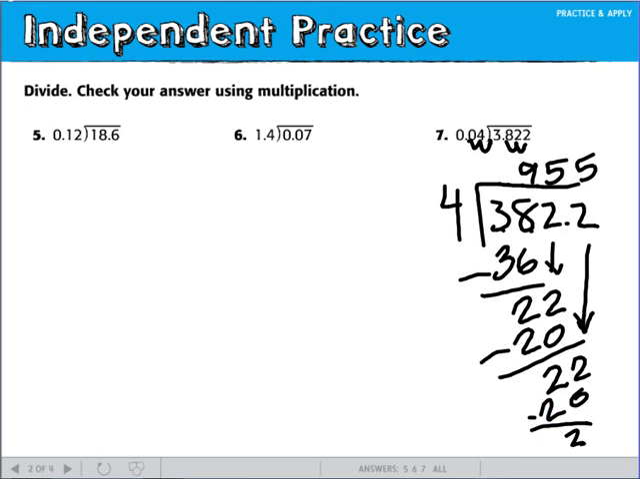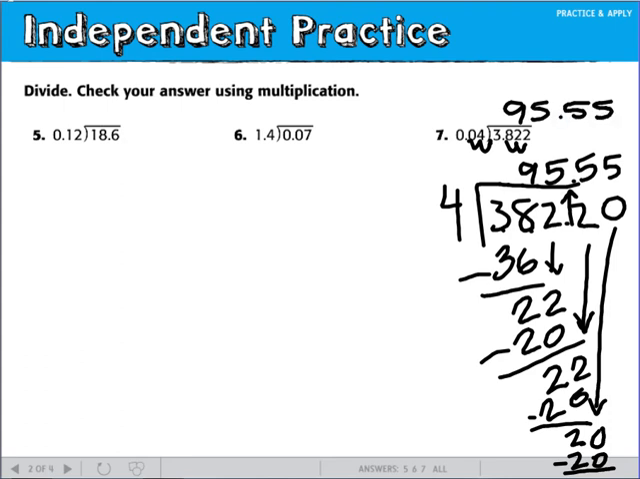I have a 2. What did we call that thing that we do? Remainder. No. No remainder. Remember it said to do something? What was it called? Annex zeros as needed. So let's add a 0. 20 divided by 4 is? 5 times 4 is? 20. So that's no remainder anymore, right? Take my decimal and move it straight up. So my answer is 95 and 55 hundredths.